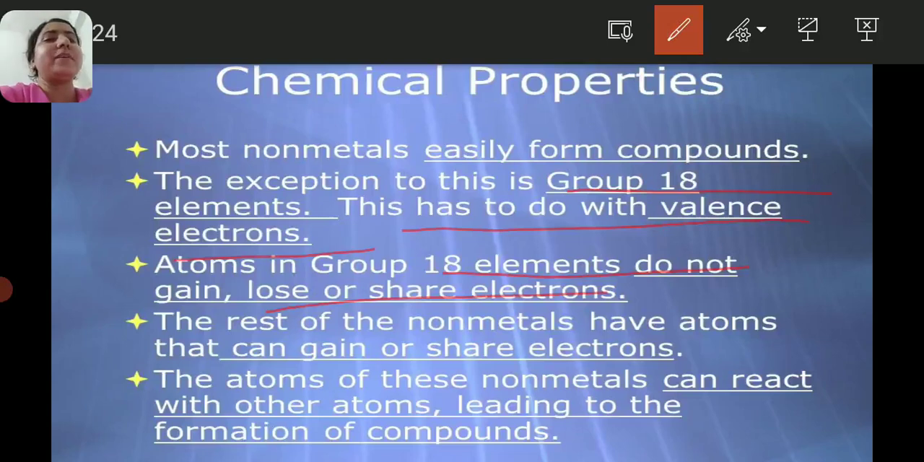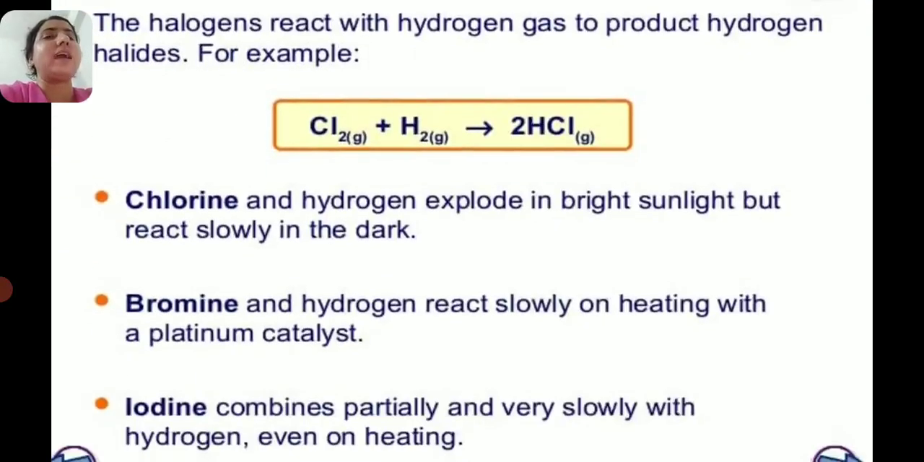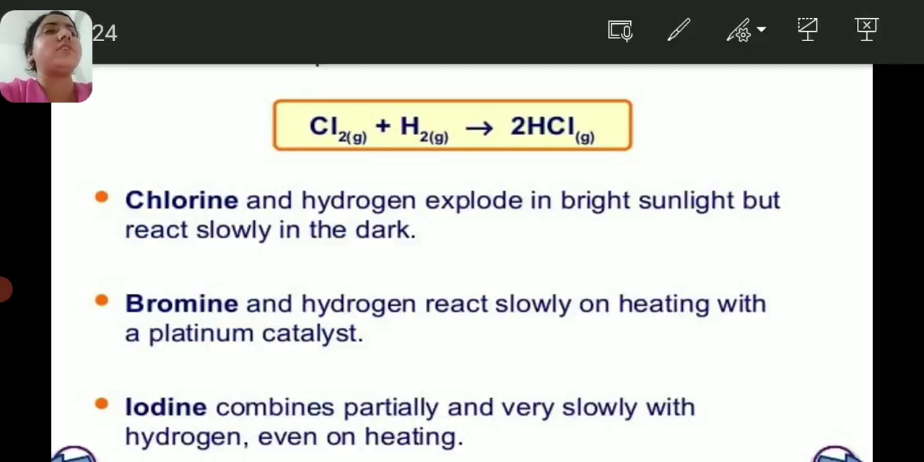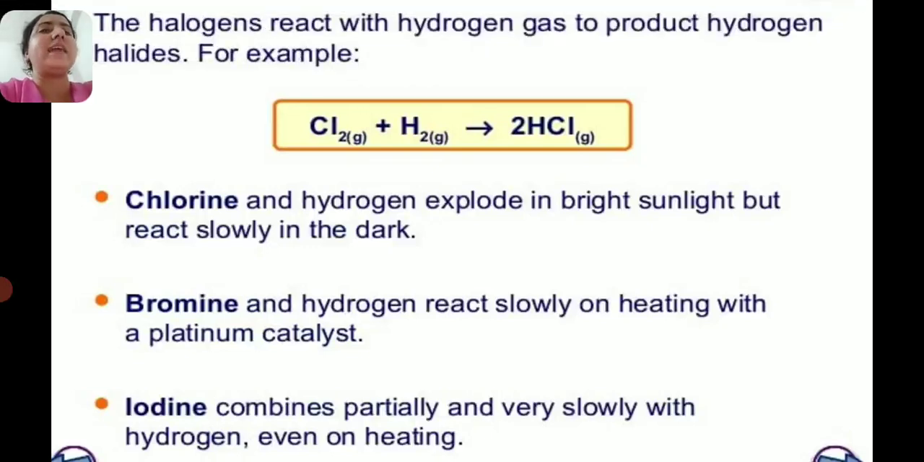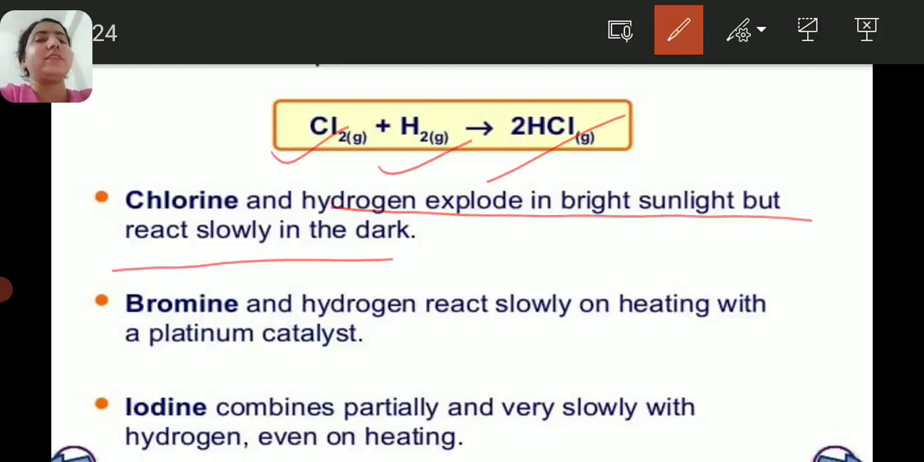The rest of the nonmetals have atoms that can gain or share electrons. The atoms of these nonmetals can react with other atoms, leading to the formation of compounds. Halogens react with hydrogen gas to produce halides. For example, Cl2 plus H2 gives 2HCl, hydrochloric acid. Chlorine and hydrogen explode in bright sunlight but react slowly in the dark.